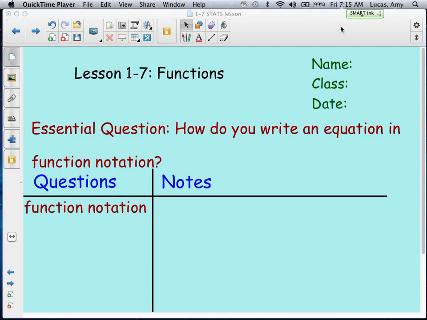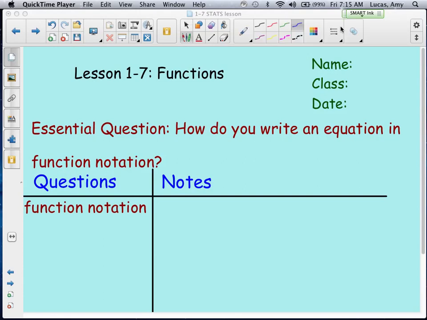Lesson 1-7, Day 2, Functions. Our essential question today is how do you write an equation in function notation? And our vocab word is function notation. We started to talk about this a little bit yesterday, so it should look a little bit familiar to you.